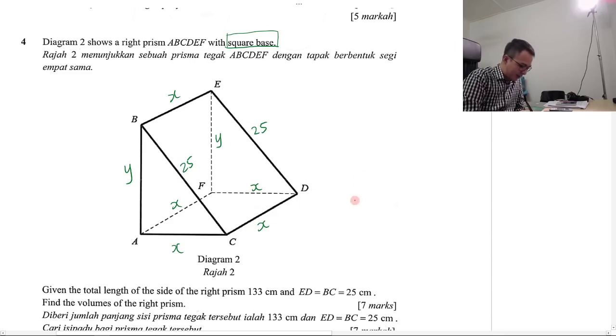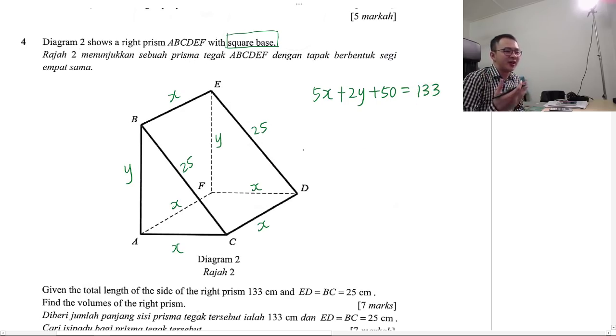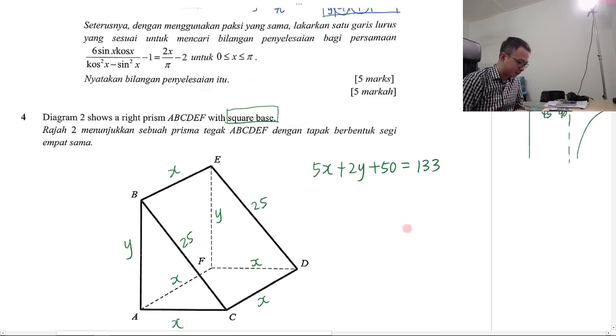Alright, so then I know the perimeter. That means all these lengths added together should equal 133. So I will just add 1x, 2x, 3x, 4x, 5x. So I should have 5x here, plus 2y, and then plus 2 times the height, which is 50, equals 133. Then over here, I will need to make either x or y the subject. It very much depends on what you want.